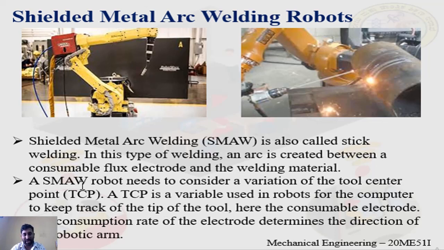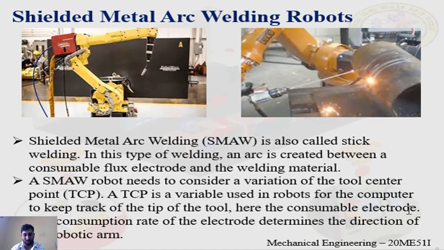Shielded metal arc welding robots need to consider variations of the tool center point. Tool center point is a variable used in robots for a computer to keep track of the tip of the tool.